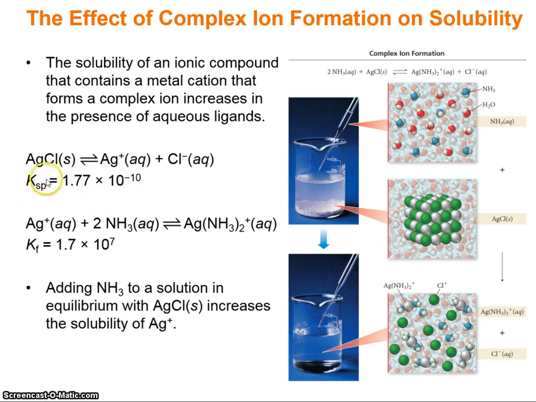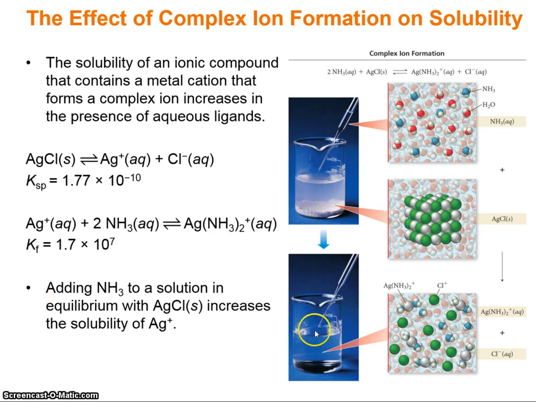So my Ksp for this reaction is 1.77 times 10 to the minus 10. The Kf for this is 1.7 times 10 to the 7, so it's a very, very large number. So what happens is I've got the Ag plus in equilibrium. Every once in a while, a little Ag plus pops up.